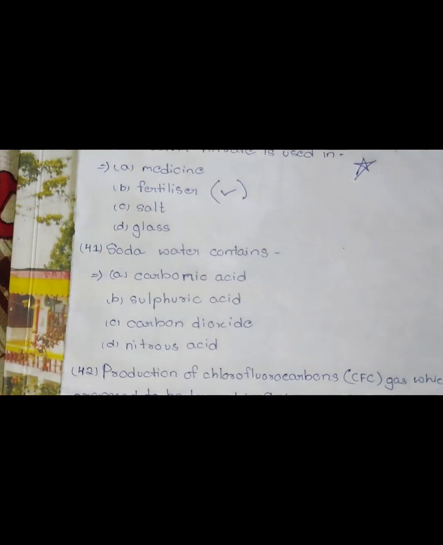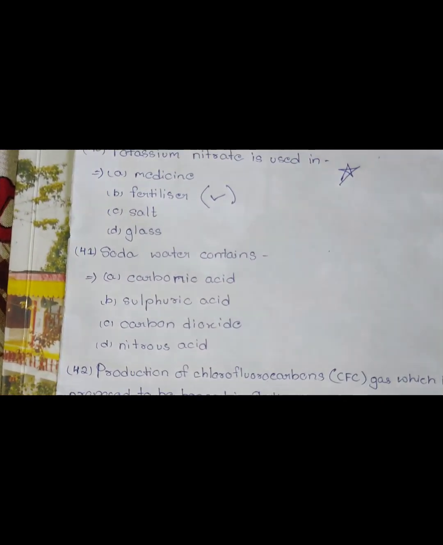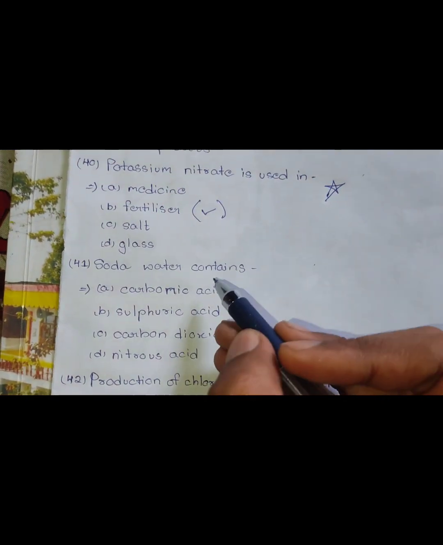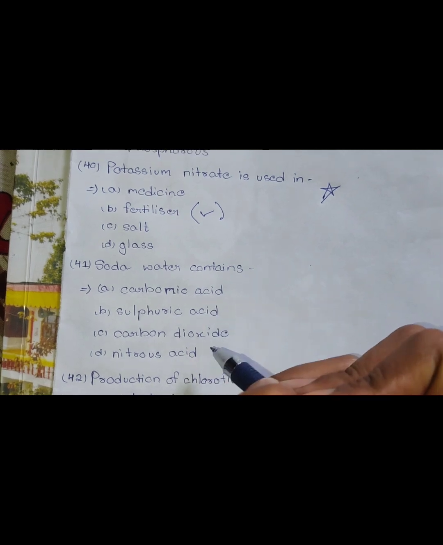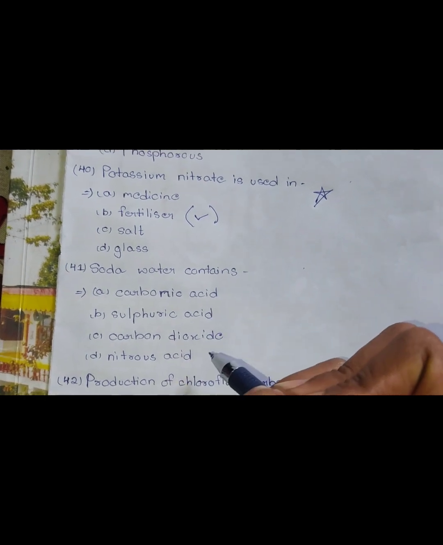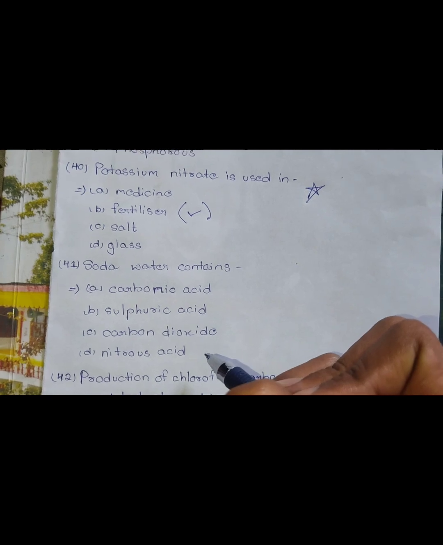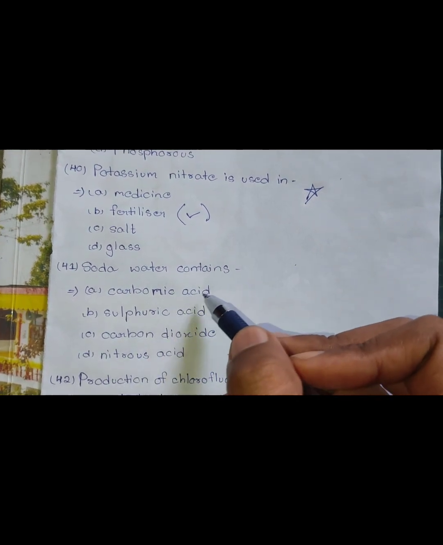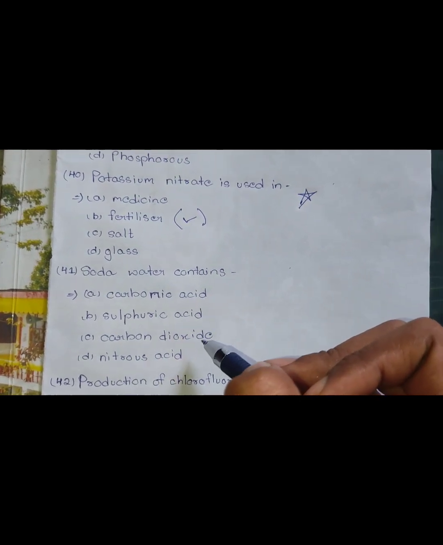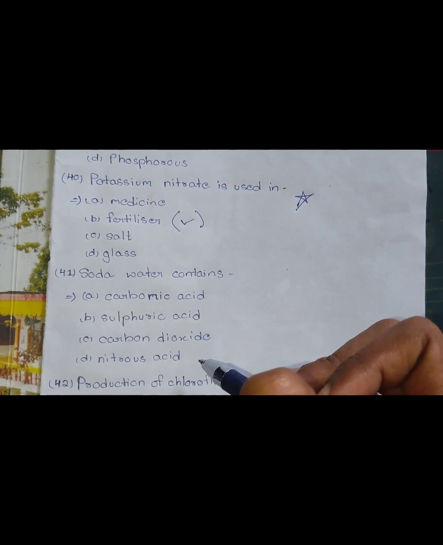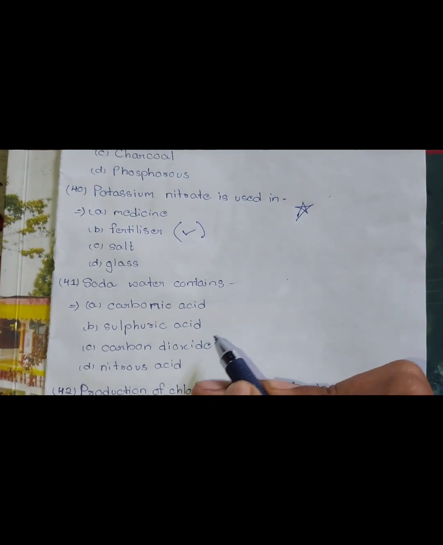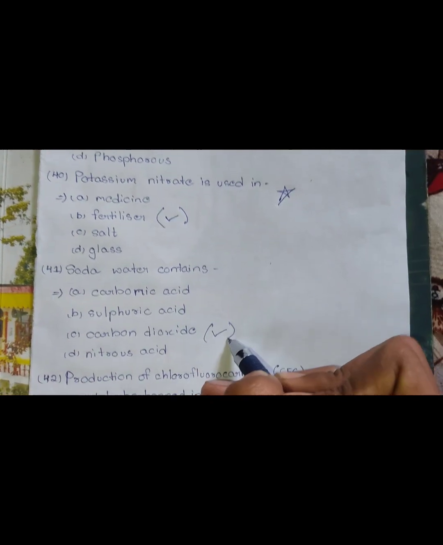Next question. Soda water contains option A carbon dioxide, option B sulfuric acid, option C carbonic acid, option D nitrous acid. So the right answer is option C carbonic acid.